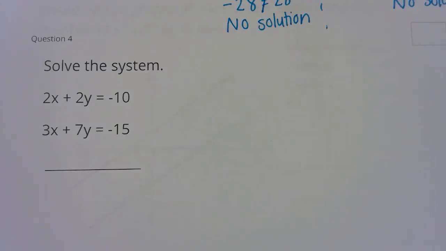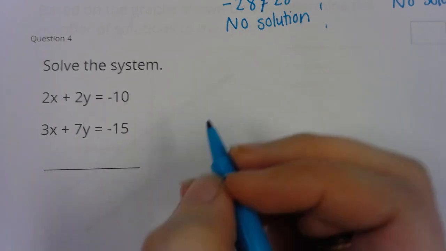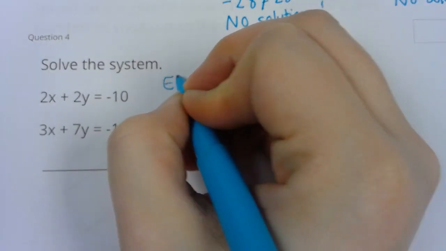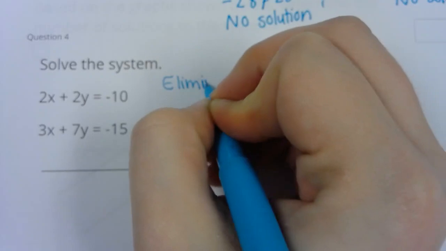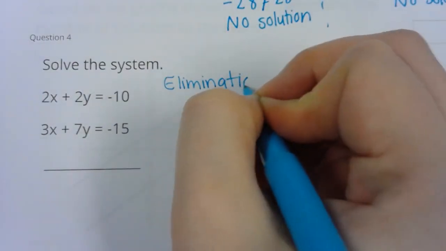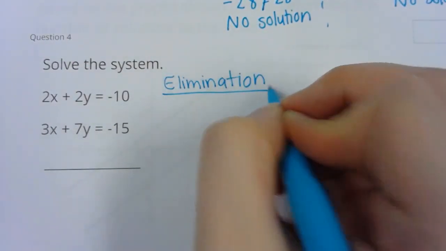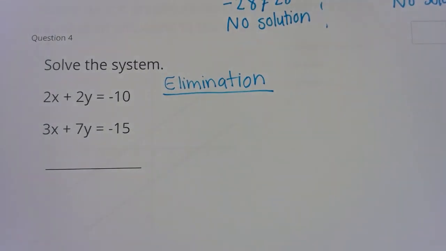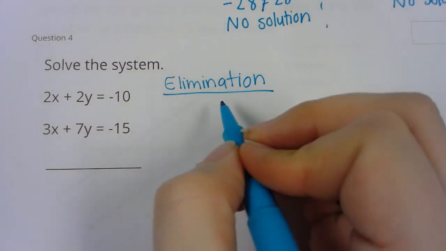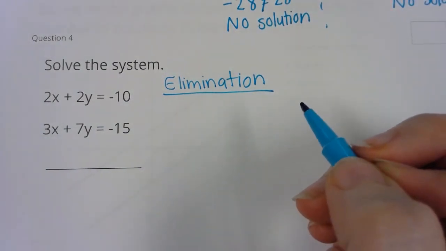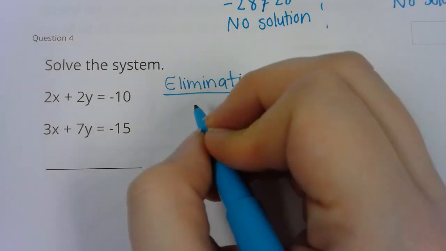Question 4 just says solve the system. So we have our choice of methods here. If I were you, I would probably try to solve this one using elimination because it looks like some of these, especially the second one, might be difficult to solve for a variable. The first one might not be as bad, so I can show you both elimination and substitution. But we'll start with elimination because I think that's going to be the easier method on this one.